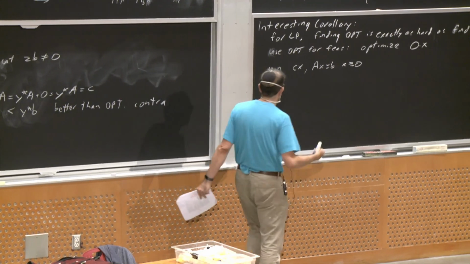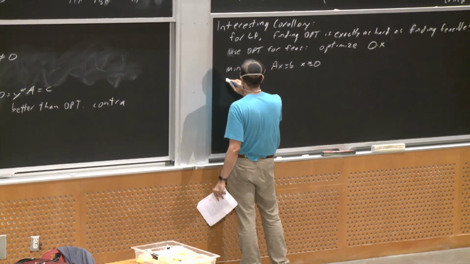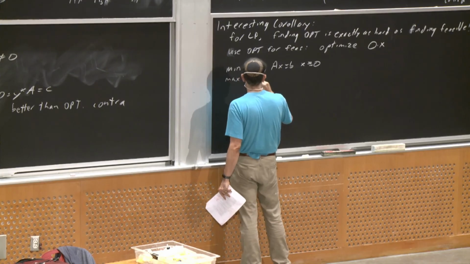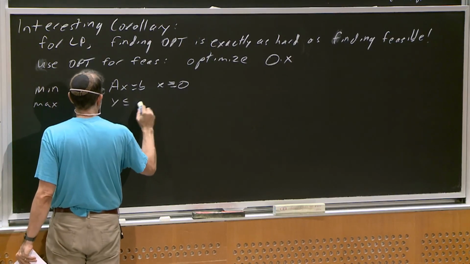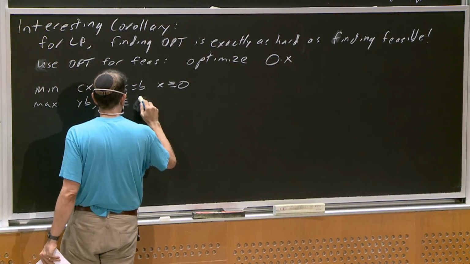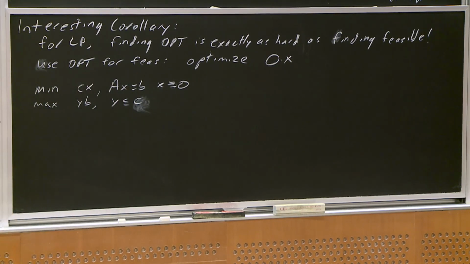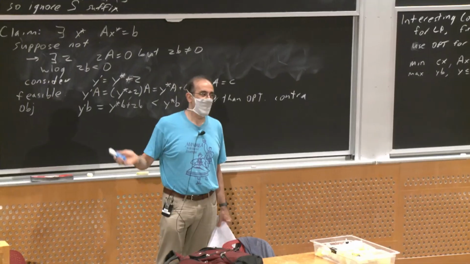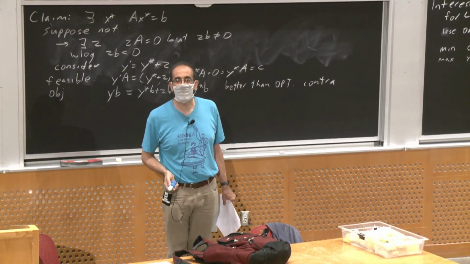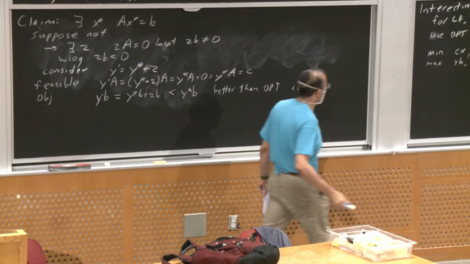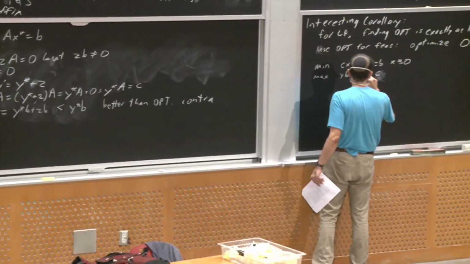Okay? But let's also write down the dual, right? Max of yb such that yA is less than or equal to c. Okay? This is also an optimization problem, and it's not clear how I can solve it using only a feasibility solver.